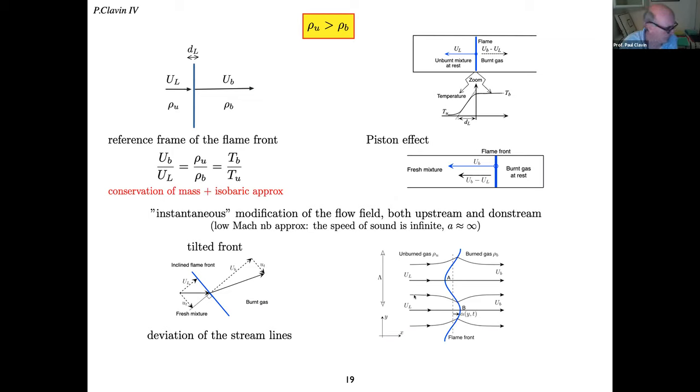Okay, this just explains that once the calculation has been done, one can obtain a simple representation of the physics of the phenomena.